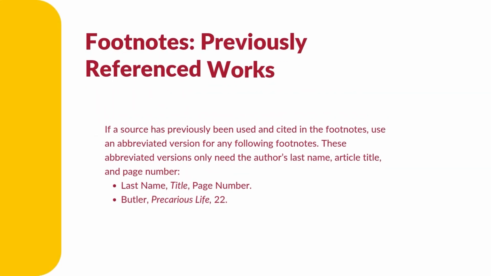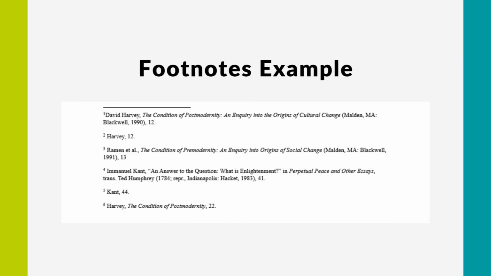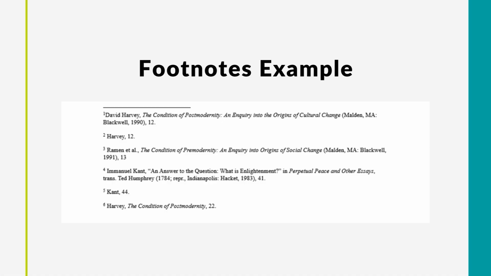For previously referenced sources, you should use an abbreviated version of the source using the author's last name, article or book title, and the page number. Here is an example of footnotes. Make sure you have the appropriate footnote number associated with the correct source, double spacing the sources, and remember that any footnote that comes from a source that has been previously cited should be shortened.